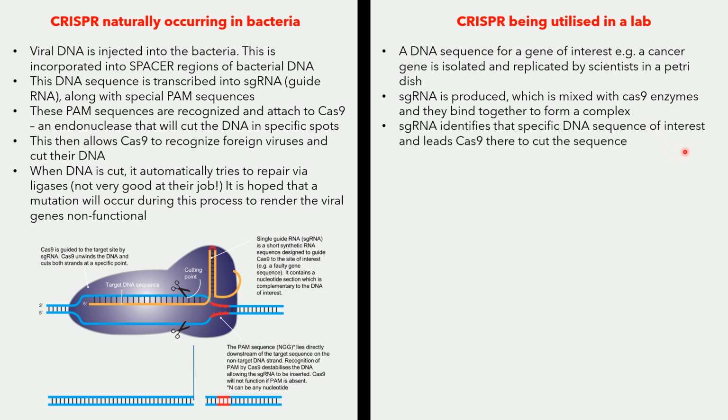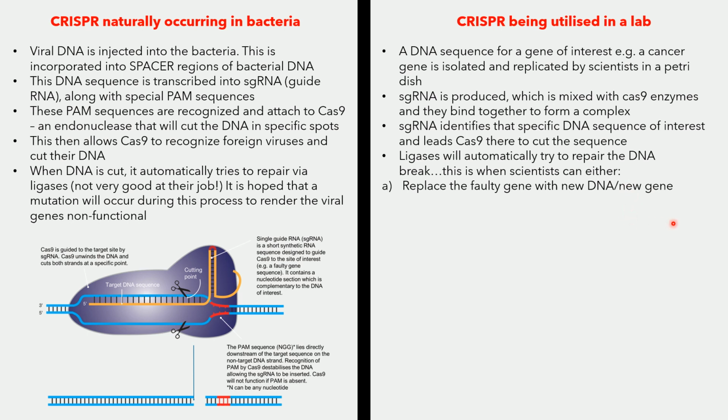The guide RNA identifies the specific DNA sequence of interest, and it leads Cas9 to cut that sequence, the same way it does in a bacterium. Ligases will then automatically try to repair the DNA, and this is where scientists can replace the faulty gene with a new DNA or new gene. So if we're looking for this cancer gene, we make a guide RNA that is complementary to this cancer gene, and we mix it with Cas9. So this Cas9 complex is looking for this gene.